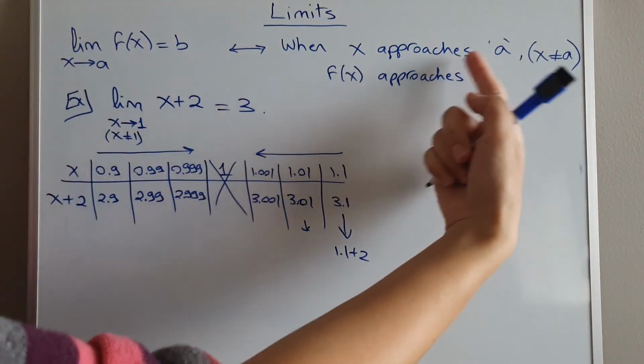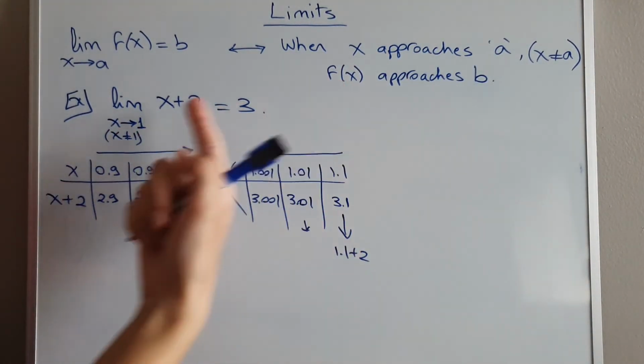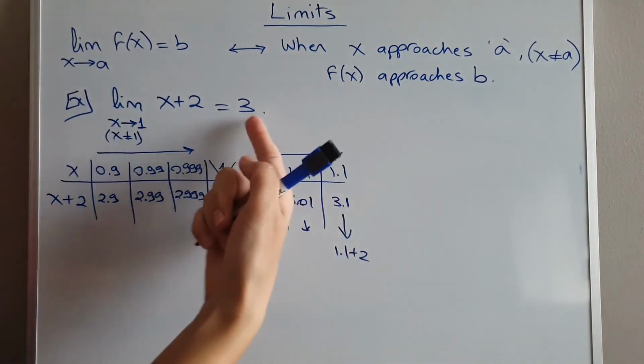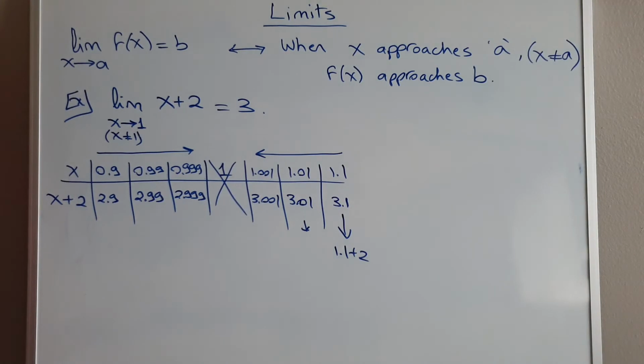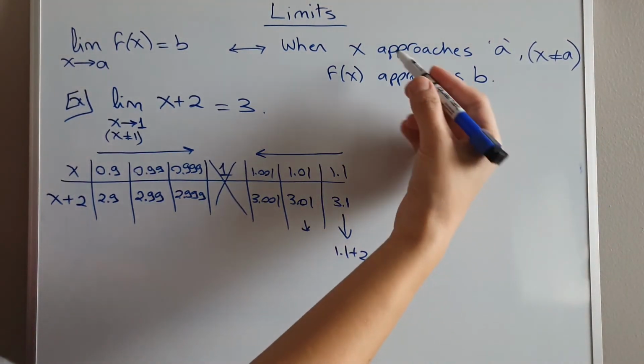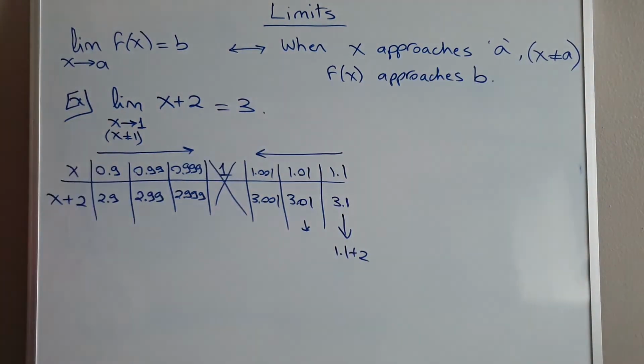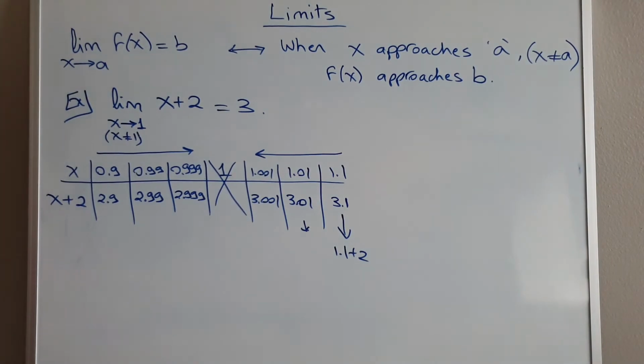Because when x approached the value 1, f of x, which is x plus 2, approached the value b. F of x might take the value b sometimes, that's fine. But what we care about is x will never take the value a. Before I move on, I will also mention 2 more definitions related to this. We will see more examples on these 2 definitions.